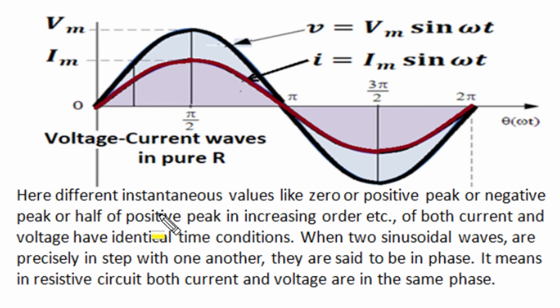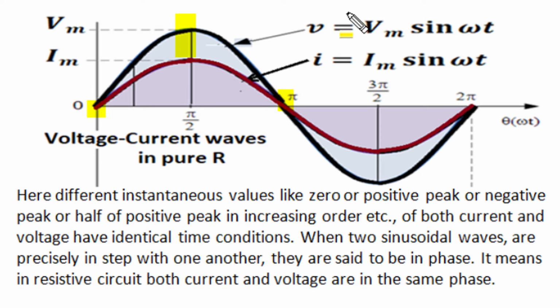Here different instantaneous values, like negative to positive zero crossing, positive peak, zero value from positive to negative crossing, negative peak, or while increasing half of positive peak, of both the black voltage wave and the brown current wave occur simultaneously at the same time instant. At every time condition, both current and voltage have the same phase conditions.